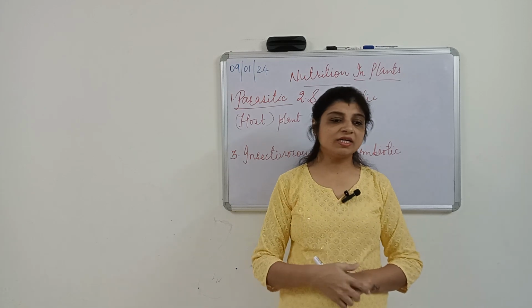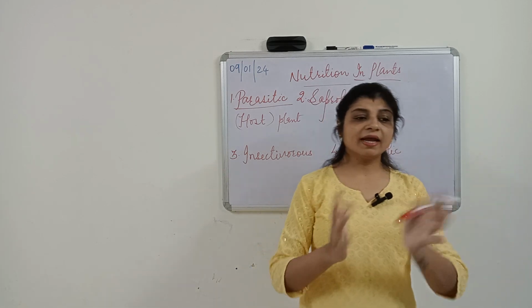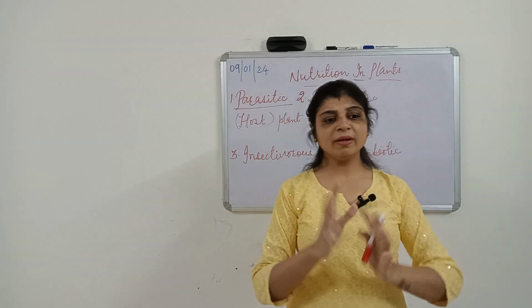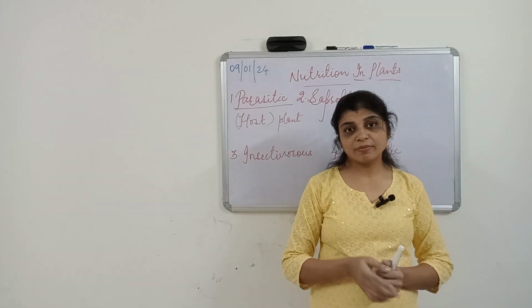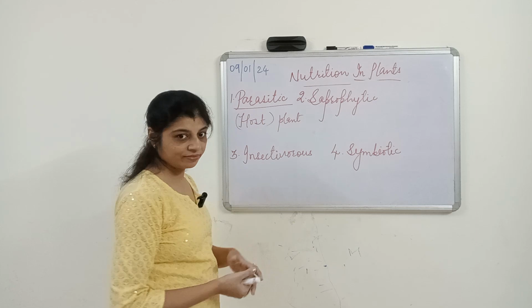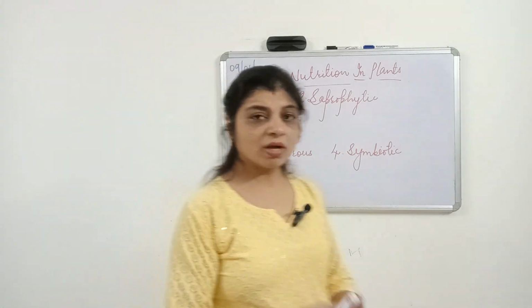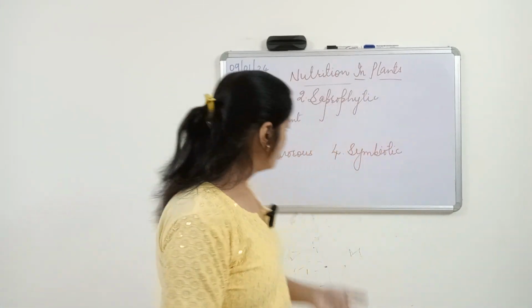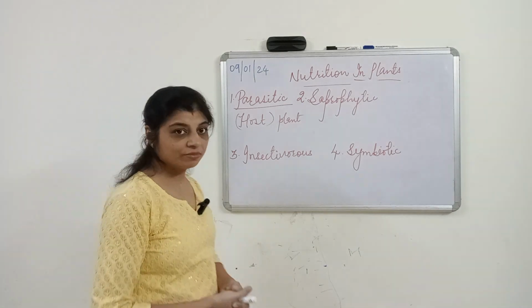But those 2 plants which are intertwined with one another, it looks like they are growing together. But one is acting as a host and another is acting as a parasite. So one is eating the other. Okay? So those are called parasitic plants.